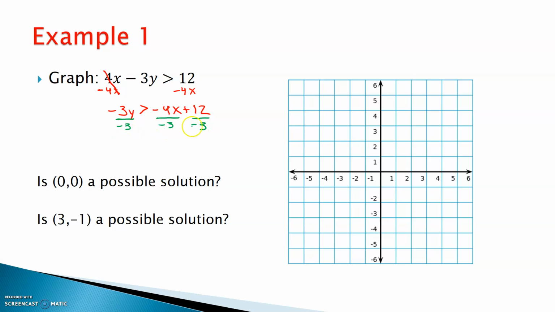Because this green number here is negative, I have to immediately flip my inequality, and this now becomes y is less than. I can't divide 4 by 3, but I know a negative divided by a negative is a positive, so 4 over 3x. And then what's 12 divided by negative 3? That is negative 4. And there we have it. This one's good to go. I can actually go ahead and graph it.